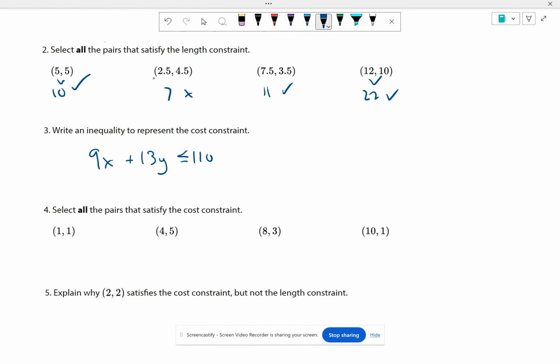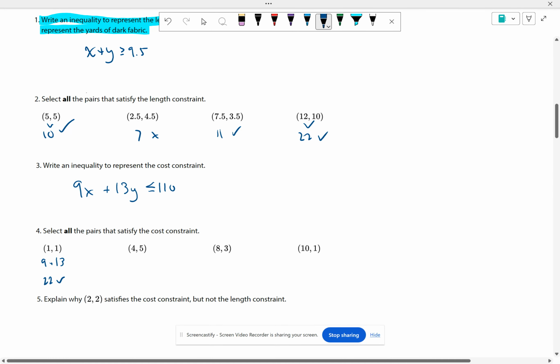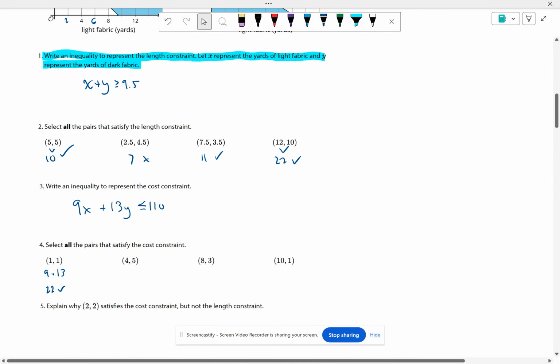Select all pairs that satisfy the constraints. Now I could plug these into my inequality just like I did above. If it's $9 times 1 yard, that's $9. If it's $13 times 1 yard of dark, that's 13. If I add those up, that's going to be $22, certainly under 110. So that will be a solution because it's less than 110. Now, I'm not going to do the arithmetic for all of these. I'm just going to look at my graph over here on the right.